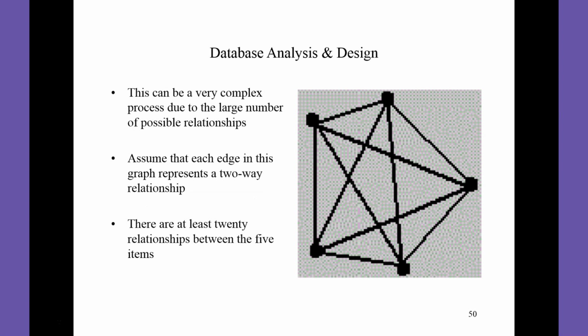Let's take a closer look at database analysis and design as a cost. This can be a very complex type of process. Each dot in our diagram here may represent some kind of an entity. And when we look at the potential, each entity is potentially related to all of the other entities in some way. We have to gain an understanding of the application domain, the data semantics. So this means it can take some time to get a grasp on the application domain and design the database.